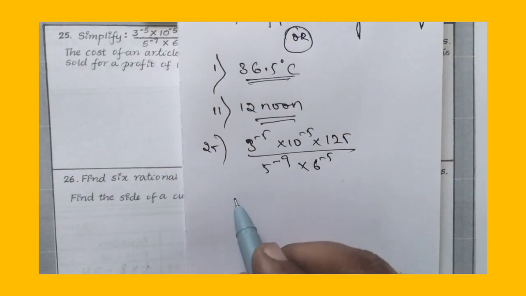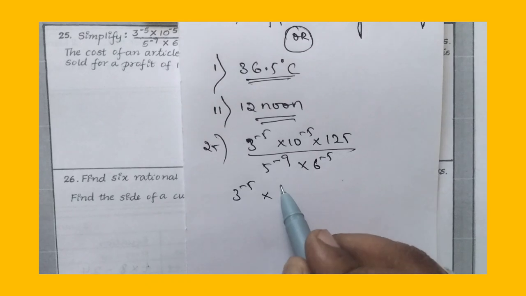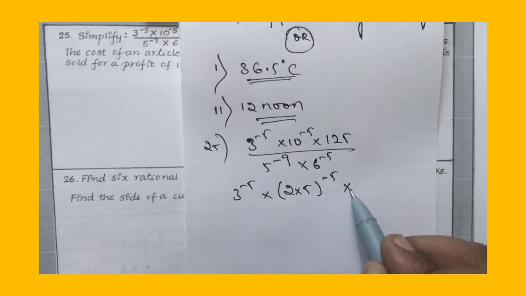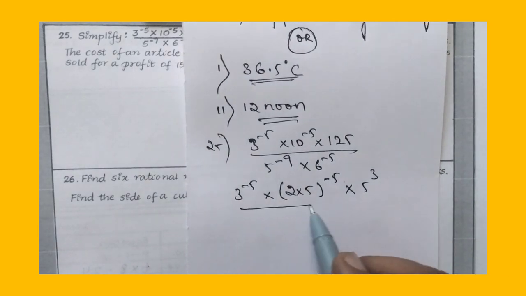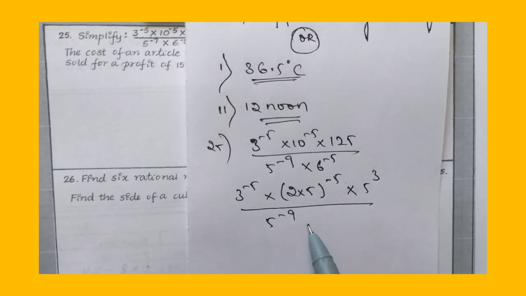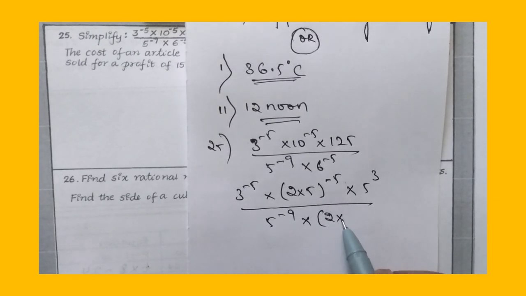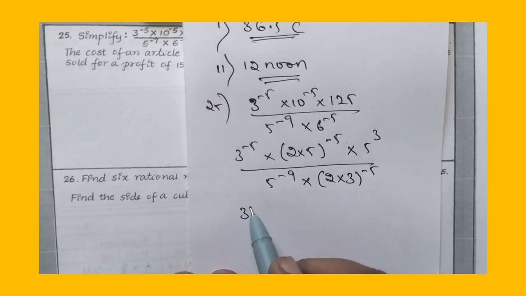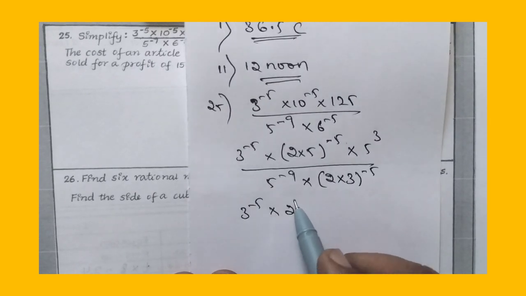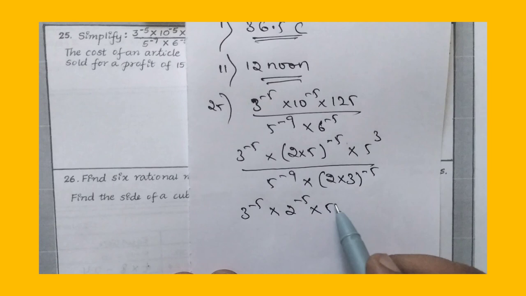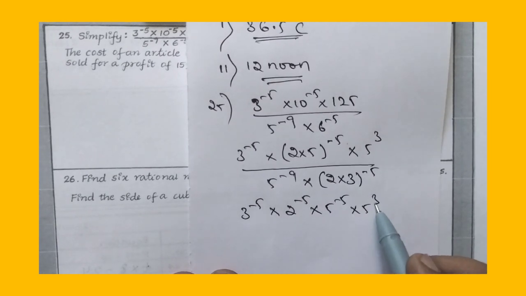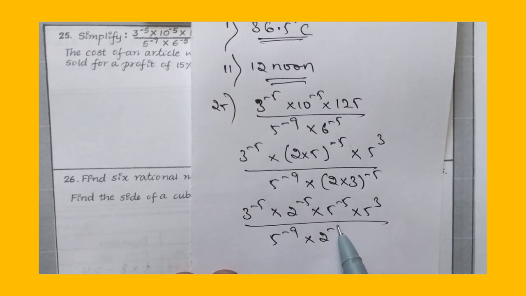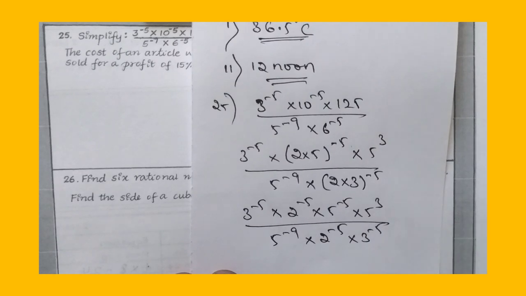To simplify this, 3 to the power of minus 5 into 10 can be written as 2 into 5, all to the power of minus 5. 125 can be written as 5 to the power of 3, divided by 5 to the power of minus 9 into 6, which can be written as 2 into 3, all to the power of minus 5. Now 3 to the power of minus 5 into 2 to the power of minus 5 into 5 to the power of minus 5 into 5 to the power of 3, divided by 5 to the power of minus 9 into 2 to the power of minus 5 into 3 to the power of minus 5.